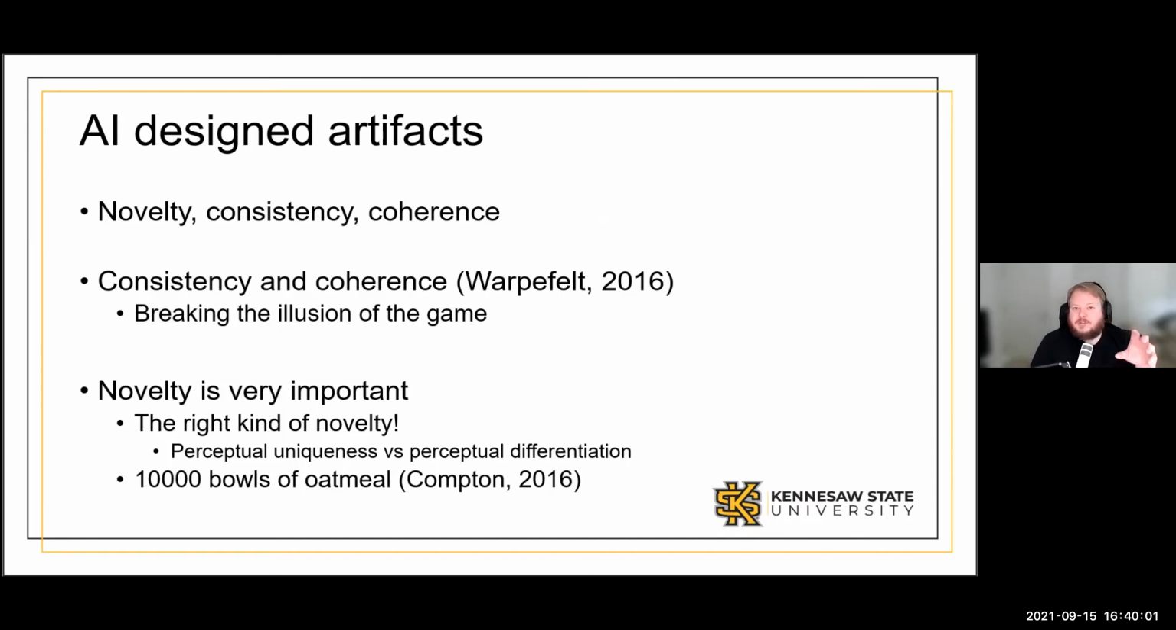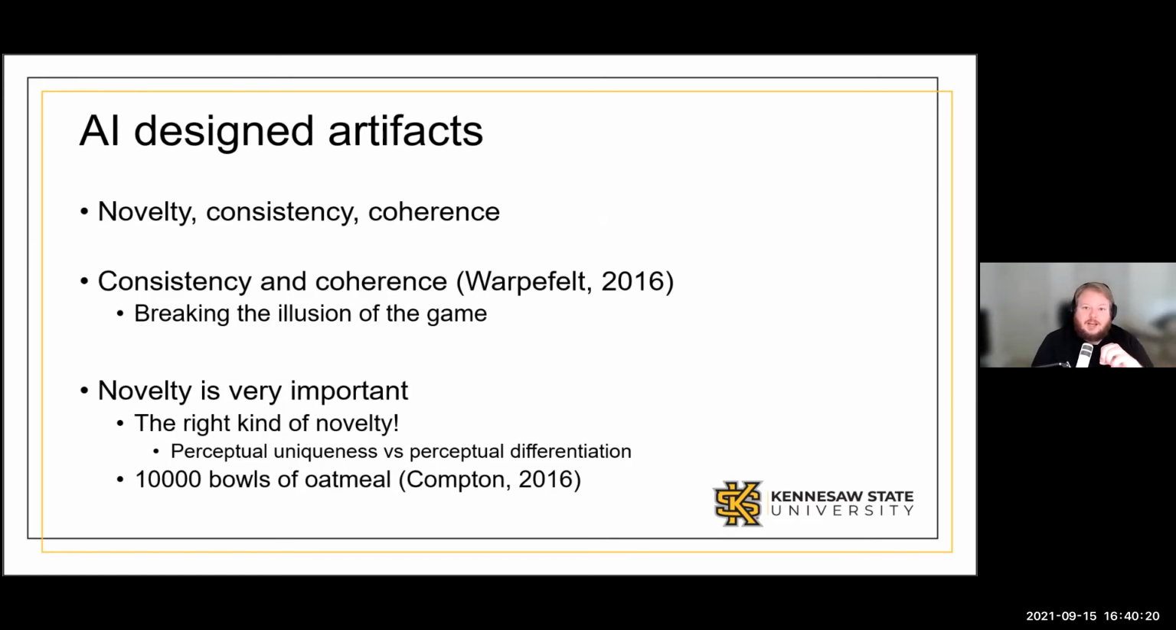Whereas if we want something perceptually unique, maybe that is not at the moment something we would necessarily want to generate with AI. So maybe the point of AI generation should be to work on perceptual differentiation rather than perceptual uniqueness. That's my big selling point for this talk.